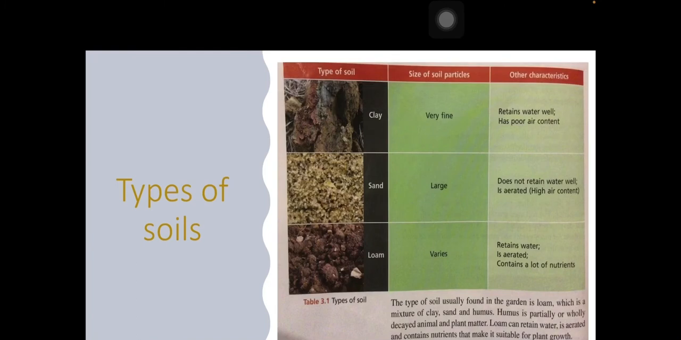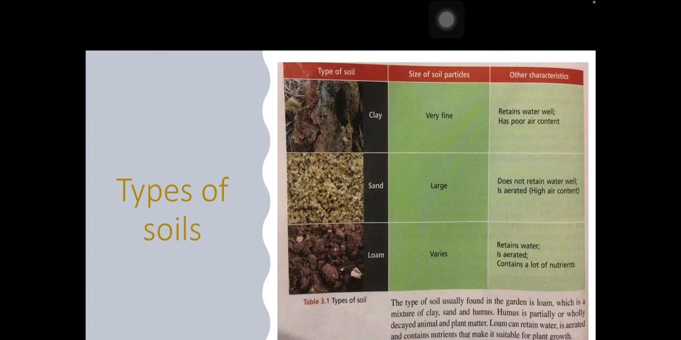Types of soils. There are 3 types of soils: clay soil, sand soil, loam soil. Now it is telling about the size of particles. Clay soil has very fine particles, and sand has large, big, enormous particles. Loam varies. And other characteristics. Characteristics basically means features.